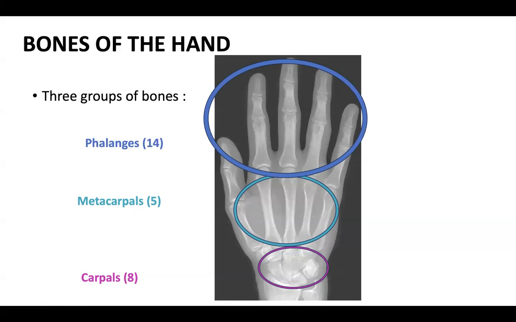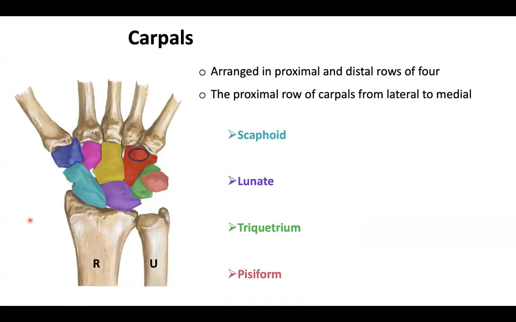So now let's see each of them in detail. First, let's see the carpals. We have 8 carpal bones, and they are arranged in 2 rows. We have the proximal row and the distal row. When we see the proximal row, most laterally we have scaphoid. Scaphoid is a Greek word which means boat. This bone is boat-shaped, so that's why it's known as scaphoid. And scaphoid is the largest one from the proximal row.